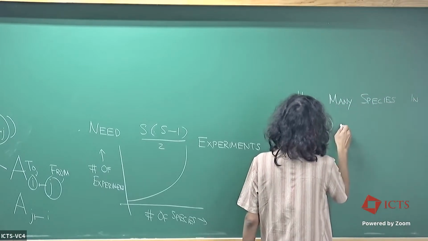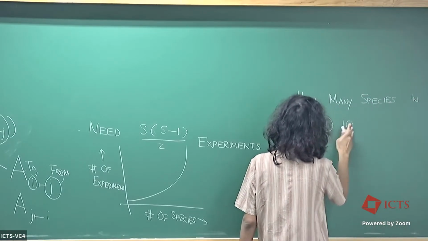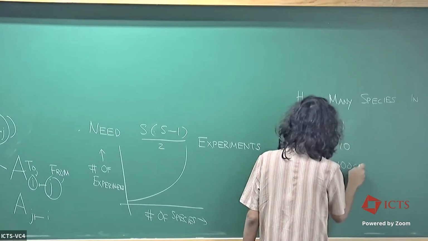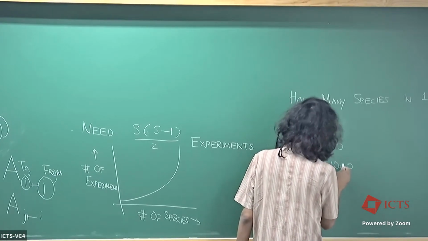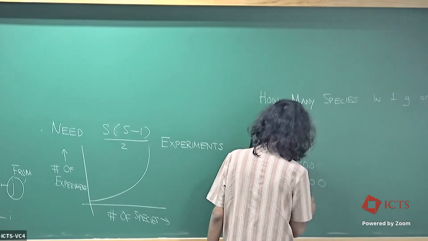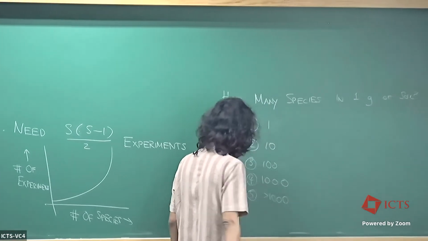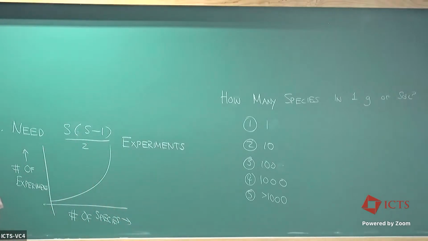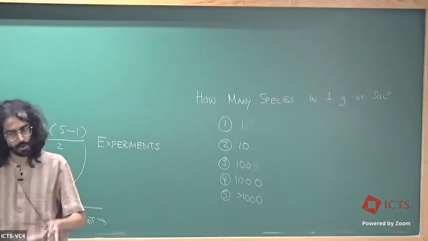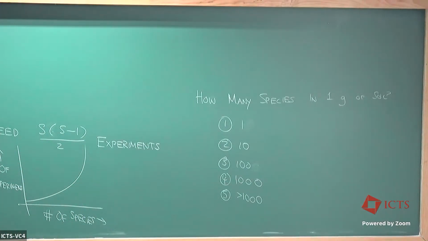The options are 1, 10, 100, 1,000, 100,000, or greater than 1,000. Should we have a poll? Ready? 3, 2, 1. If you don't know, you can feel free to guess something.